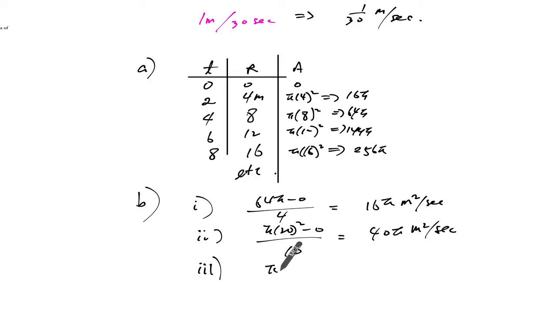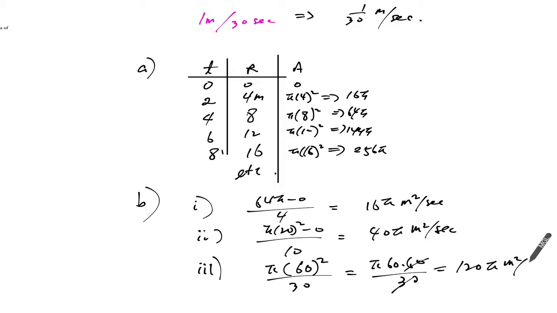30 minutes, it's going to be pi. Do you see how this radius is double this number? So if 30 minutes, it's going to be 60 squared over 30. So it's pi 60 times 60 divided by 30. That'll reduce to give you 120 pi meters squared per second.